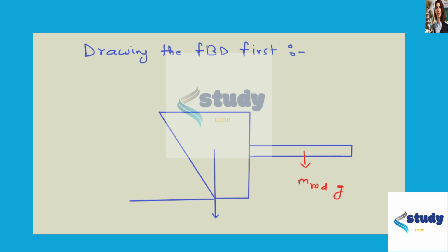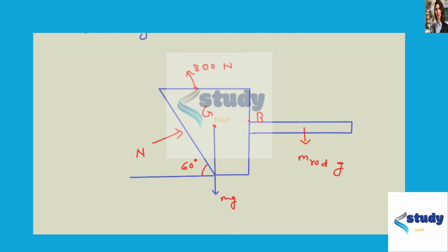Here mg is working, this point is B, this point is G, and here N is working and this angle is 60 degrees. Here mg is working and on this side 800 Newton is working.